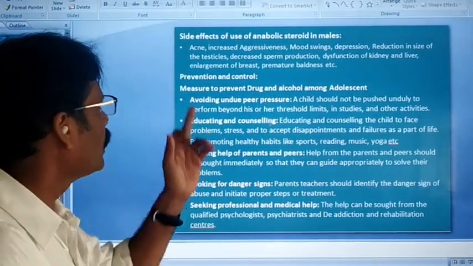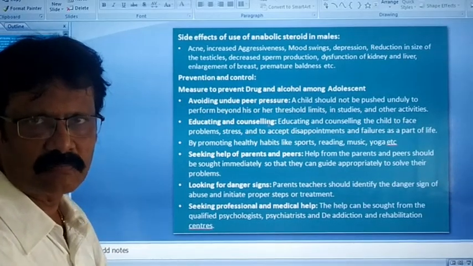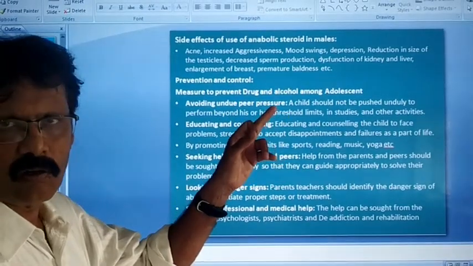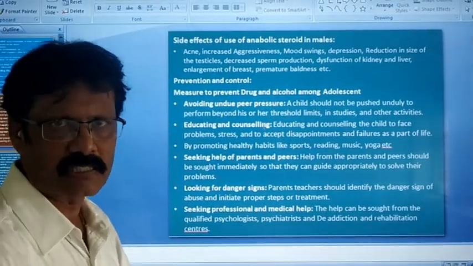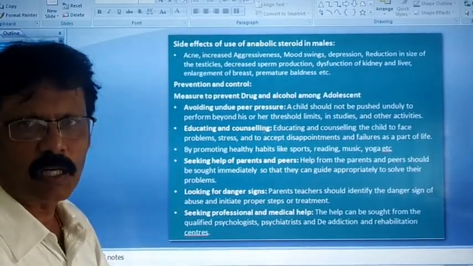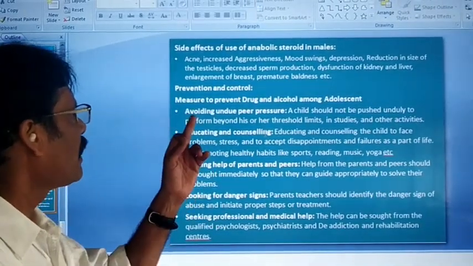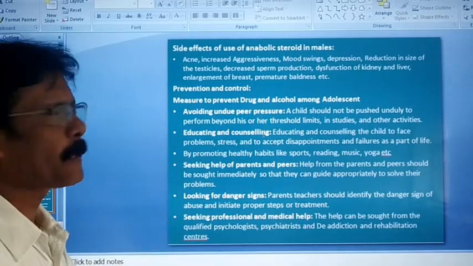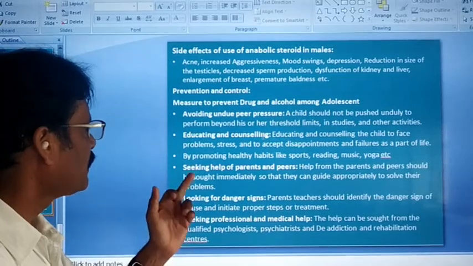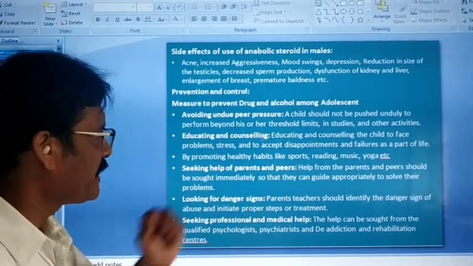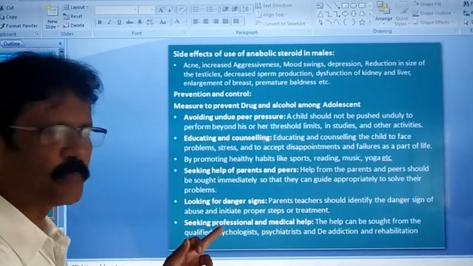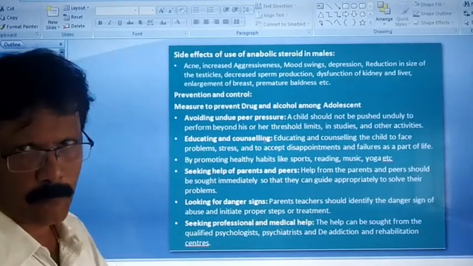Next is prevention and control of drug abuse and alcohol abuse. Measures to prevent drug and alcohol abuse among adolescents. Number 1, avoiding undue peer pressure, educating and counseling the child, seeking help from parents and peers, looking for danger signs, seeking professional and medical help.